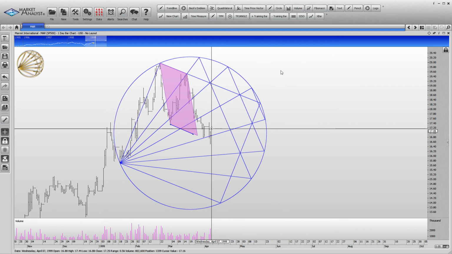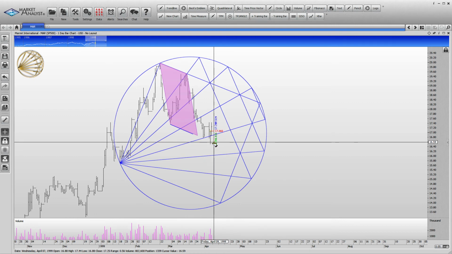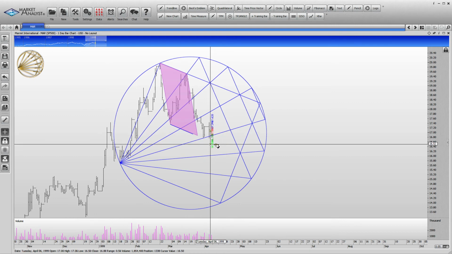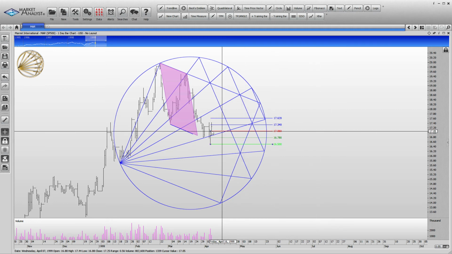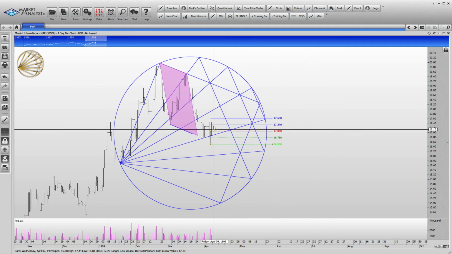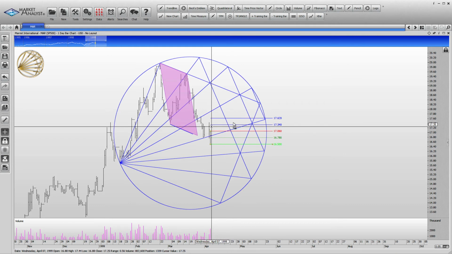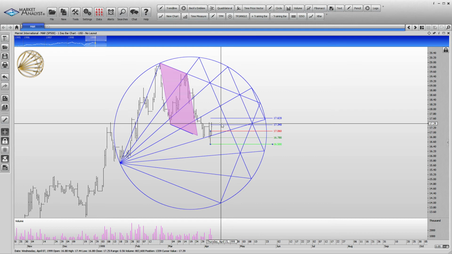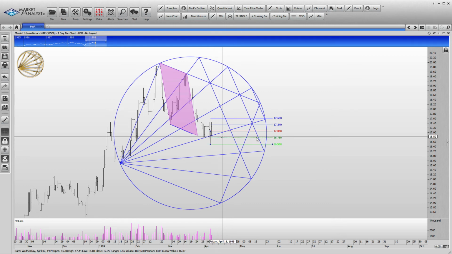So I'm going to use my single and scale out tool here to identify what our risk is. Drag that over here. Okay, so based on these rules, I would have been already out of 1/3 of my position at 1734. We're looking to hit the second target. My stop would have been already moved up to here to 1678.